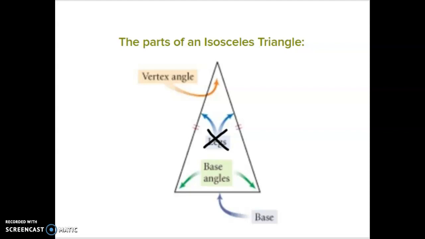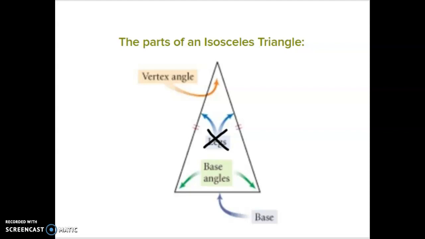Next are the base angles. So the base angles of an isosceles triangle are the two that are towards the bottom or opposite the vertex angle. Okay, so if we have the vertex angle, we have the two base angles that are the other two in a triangle. We will be talking about some unique things about base angles here in just a second, so keep that in mind. Last but not least, the base.